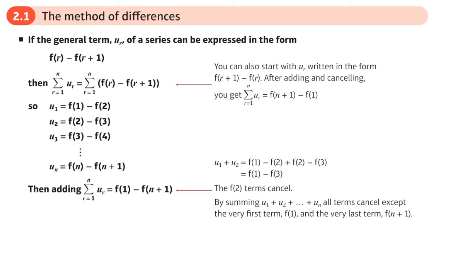Okay, this is the first section in the series chapter in the Core 2 book. And this is using something called a method of differences. We're going to use this method of differences to find the sum, and we use this symbol for a sum, of a series. And the series is just a sequence with plus terms in between. Each term, so I don't know, 4 plus 6 plus 8 plus dot dot dot up to whatever the nth term of that series.